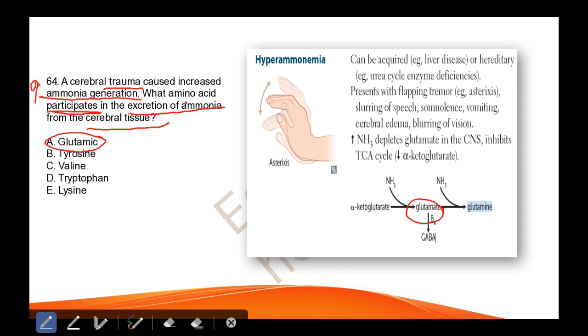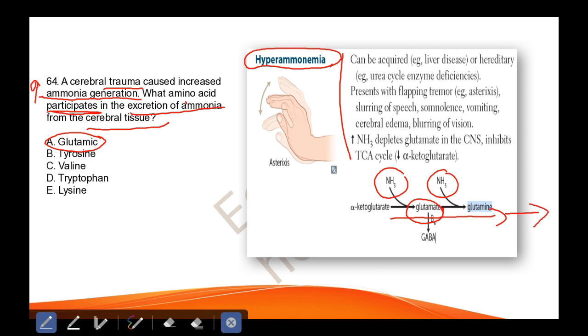But if we have accumulation of ammonia in the blood or in the central nervous system, we have a condition called hyperammonemia that can be described here. You can see here that ammonia can only be used through this chain from alpha-ketoglutarate to glutamine, and it will be processed and excreted, or it can exit the CNS.